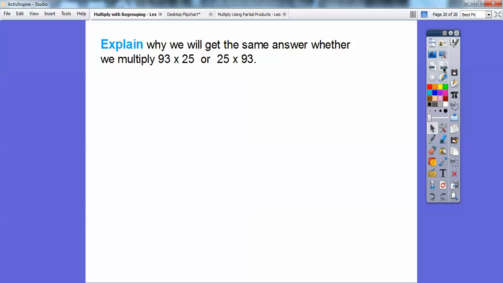So explain why we get the same answer when we multiply 93 times 25 or 25 times 93. Okay, somewhere in one of the lessons I talked about when I drive to work. When I drive my truck to work, I'm commuting to work. They call it commuting. So I commute from my house to my job. Well, what these guys are doing is commuting around the multiplication sign. So see how the 25 and 93 are just replaced over here? This is 93 and 25. So they're commuting around the multiplication sign.